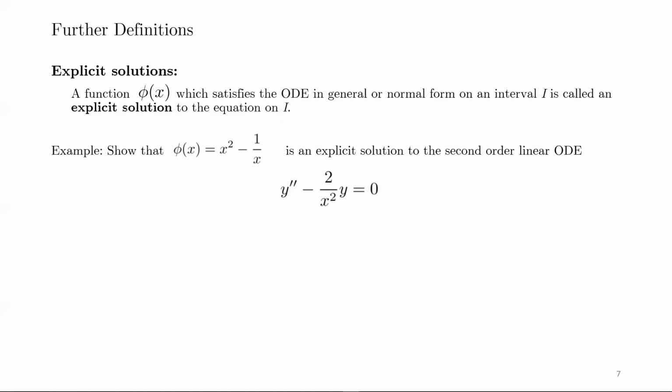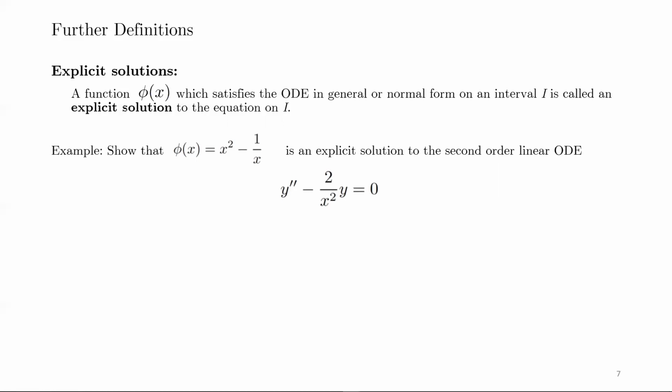Okay, so we've written here that this function phi of x is an explicit solution. We want to show that. I could also write this, of course, as y of x is equal to x squared minus 1 over x. We can use either interchangeably, but sometimes it's clearer to use a different function. But we'll see what that means as we carry on.